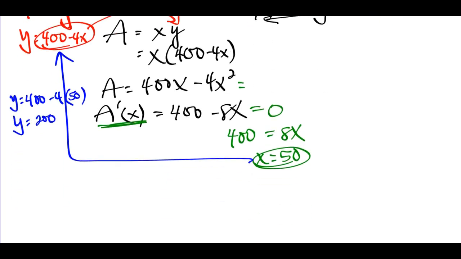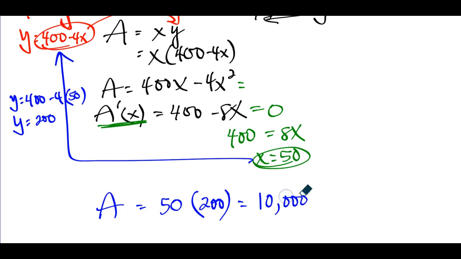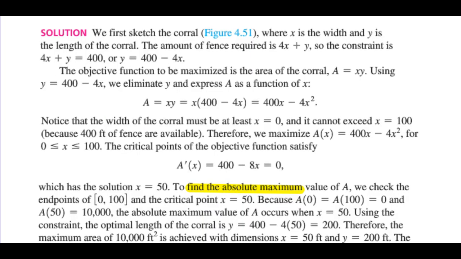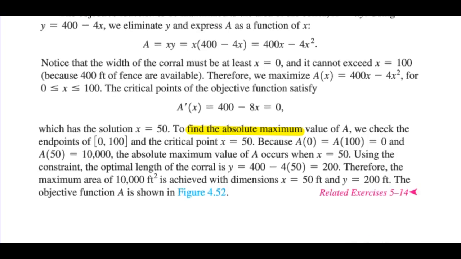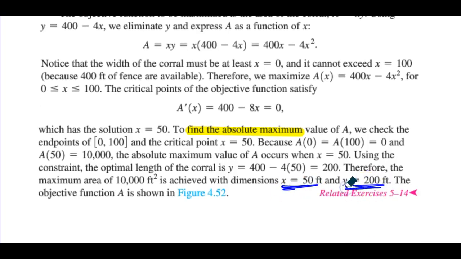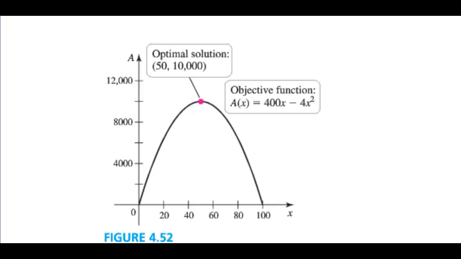So now I've got x and y, and I can find the area by taking the length times the width, 50 times 200, and end up with the max area of 10,000. So here's how the author worked it out. Again, x is 50, y is 200, and the max is 10,000 square feet. You could have also just graphed the function and guessed left, guessed right, but in this case, remember, you need to demonstrate your calculus, how to take the derivative and set it equal to 0 to find the maximum.